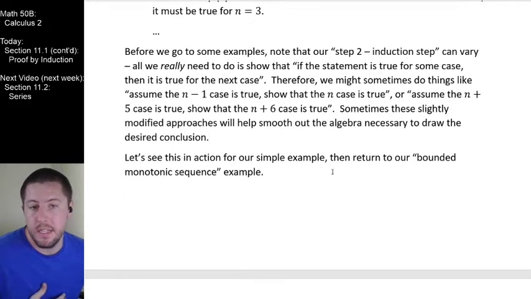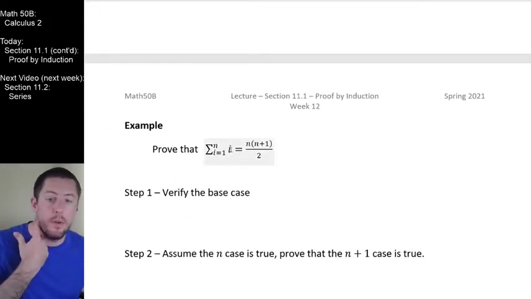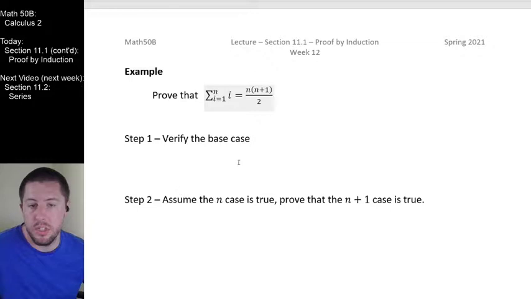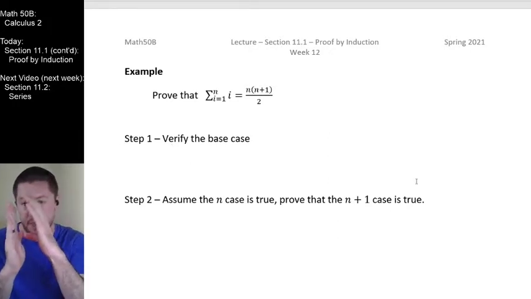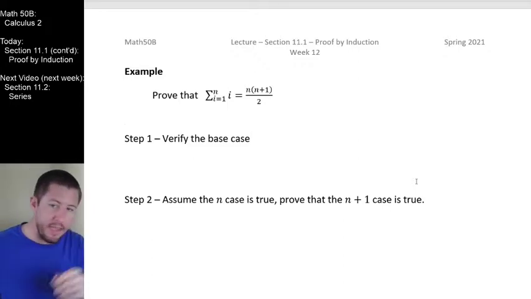So let's go ahead and see this in action for our simple example, and then we'll return to our bounded monotonic sequence example. So we're going to go ahead and prove this statement here, and we're just going to follow the 2 steps of every proof by induction. And man, when I write my proofs by induction, I literally write 1, parentheses, base case, underlined, colon, and I show the base case is true.